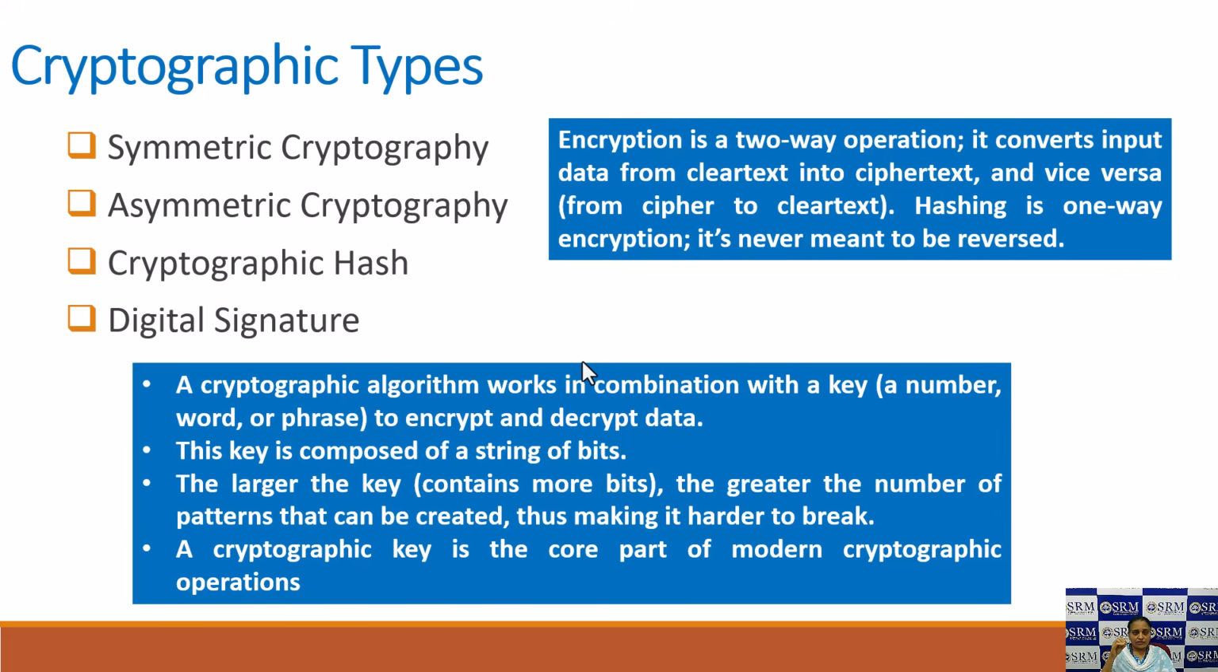So basically we have to understand that encryption is a two-way process. On one side, conversion of plain text to ciphertext, on the other side, conversion of ciphertext to plain text. A cryptographic algorithm works in combination with a key, a number, word, or phrase, to encrypt and decrypt data. The key is the backbone of your cryptographic algorithm. This key is composed of a string of bits. How should you imagine a key? It's basically a string of bits. The larger the key, the more bits in the key, the greater the number of patterns that can be created, and the more difficult it is to break. The cryptographic key is a core part of modern cryptographic operations.